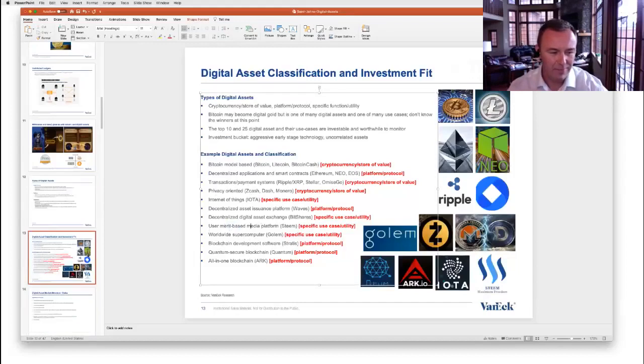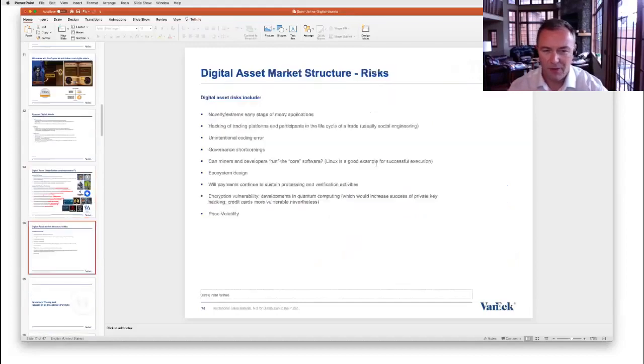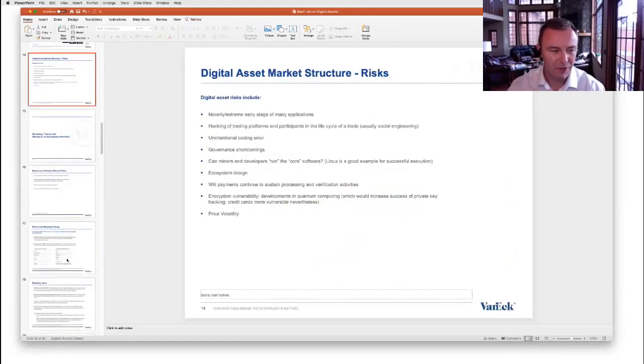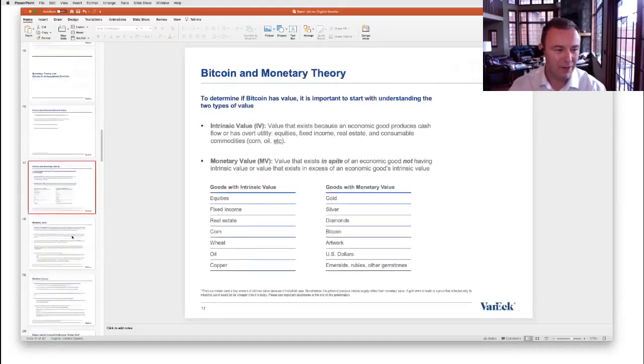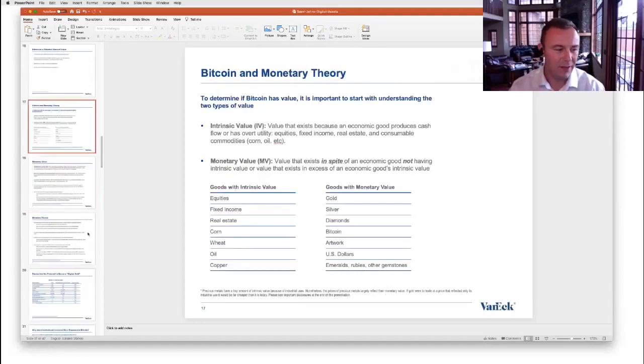And again, there's a ton of risks to digital assets today. Early in the space, there's tons of unintentional coding errors, novel environments, a volatile space, and so on. I have a ton more slides on, for instance, the monetary theory behind Bitcoin and so on, but we don't have to go through these all.